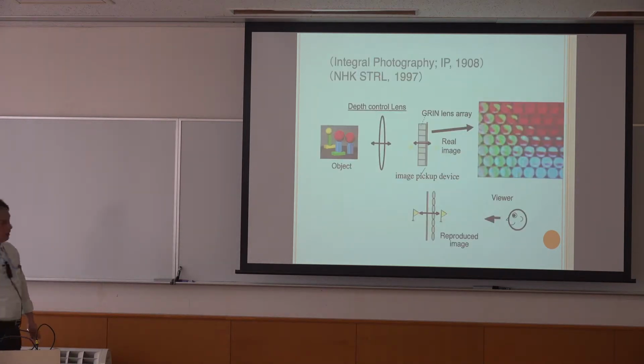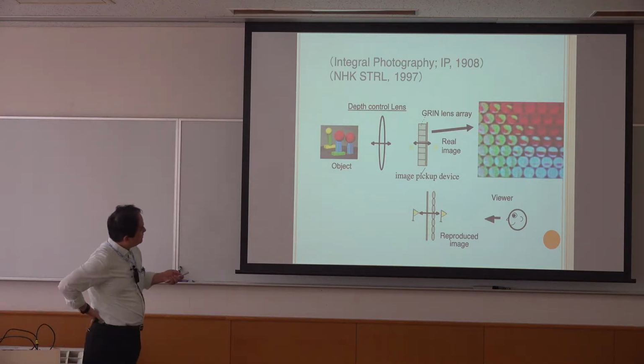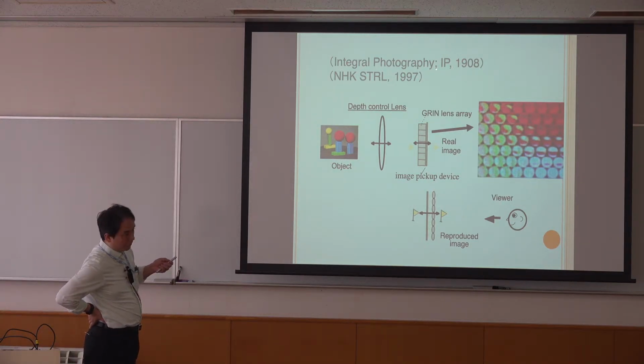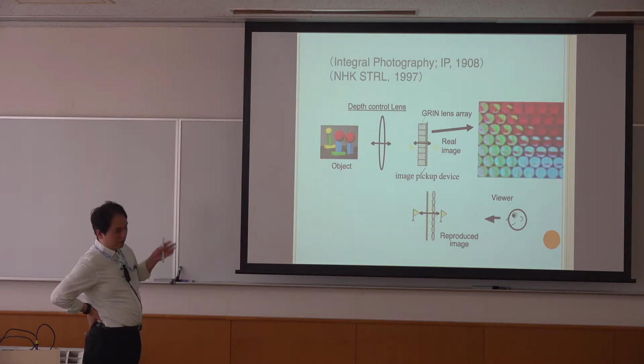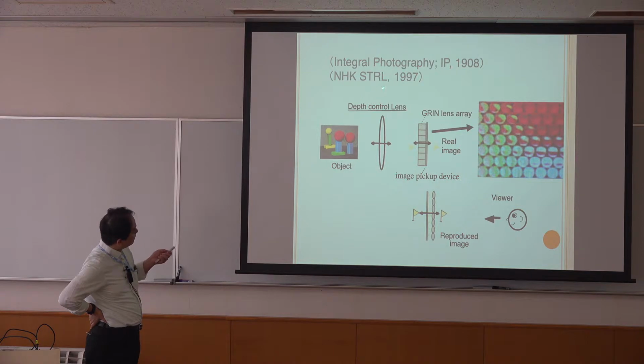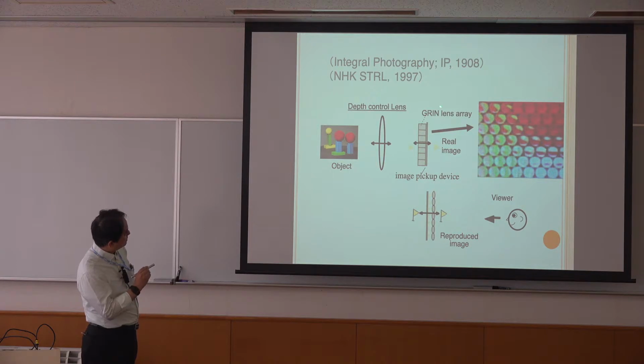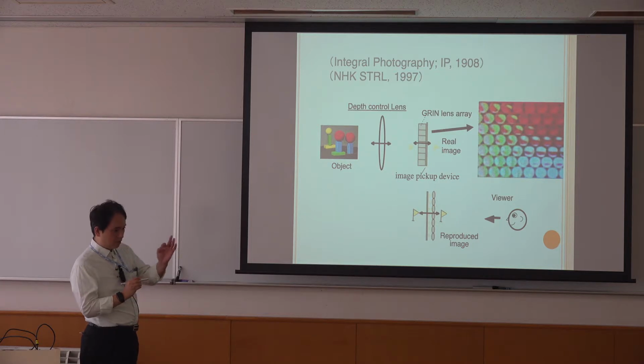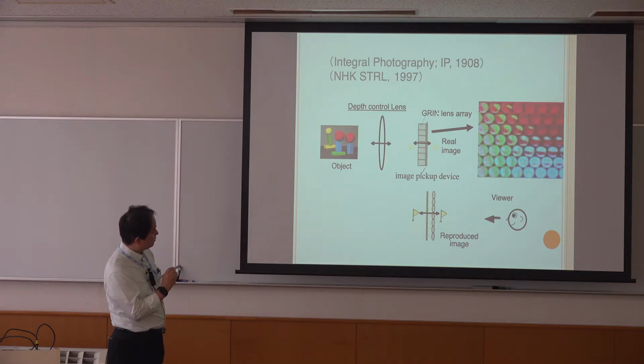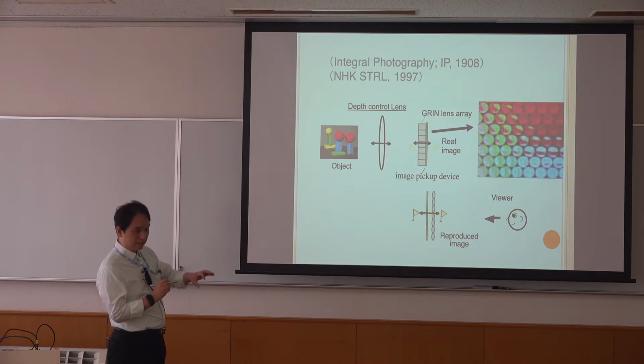And now, this is a photograph of integral photography, as I explained, 1908 integral photography. But NHK, Japan Broadcasting Institute, developed this kind of integral photography. The point of this technique is they invented a new lens, not an ordinary lens, but it's called a gradient-index lens. It is a fiber lens. So they aligned many fibers like a lens.